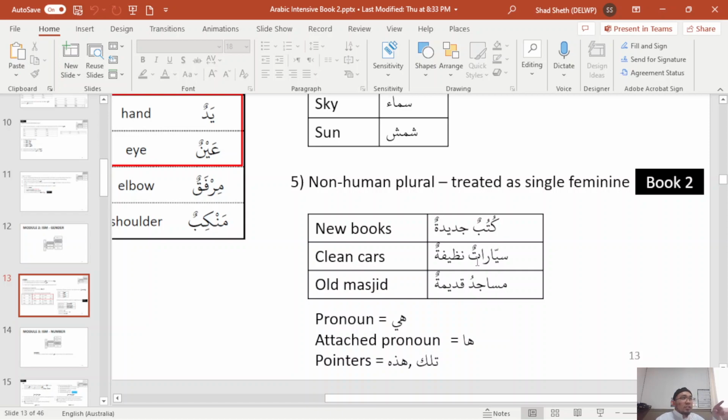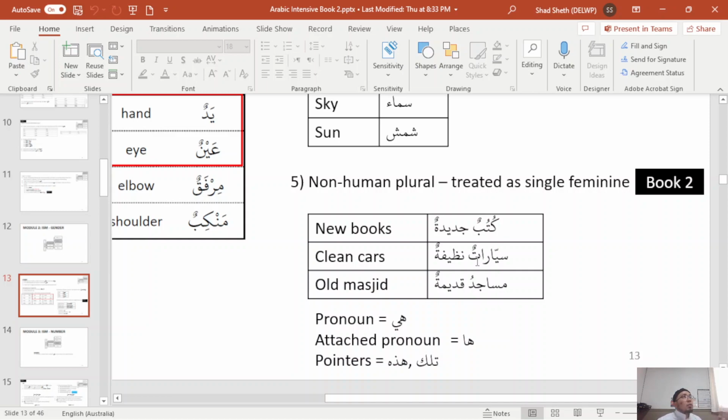So now, instead of saying, like for the human one, we're not going to say ulaika, are we? If we were referring to female humans, we would have used ulaika, but we can't use ulaika here because it's ghairu aqil. You have to treat it as singular feminine. I think we need to do more examples. Examples will be perfect. This is an interesting concept, it makes sense.